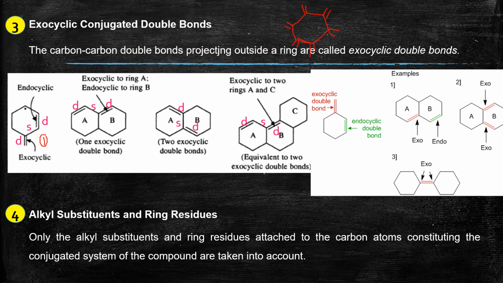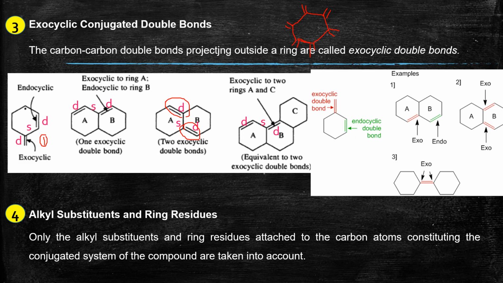So here this has a conjugate system. When focusing on the A ring, outside the A ring it has one double bond. See here, it has one double bond, so an exocyclic double bond. When you focus on B, the B ring fused with A, outside the ring it has one exocyclic double bond. So for this molecule it has two exocyclic double bonds.